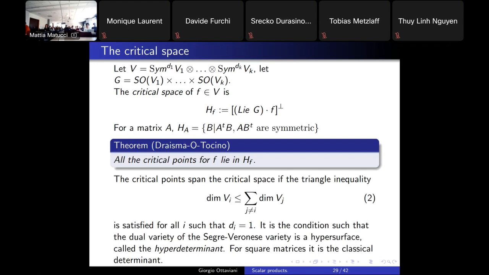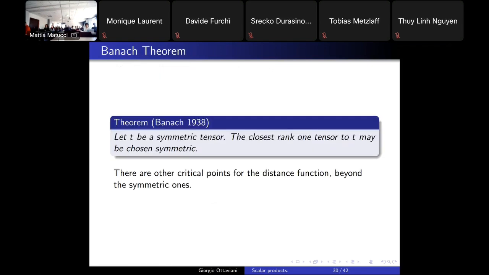And the theorem, in collaboration with Jan Draisma and Alicia Tocino: all the critical points of this lie in this subspace. And moreover, the critical points span the critical space exactly if the triangle inequality is satisfied, which means that the hyperdeterminant is a hypersurface, and so it is an equation. Okay, next slide, a classical theorem by Banach.